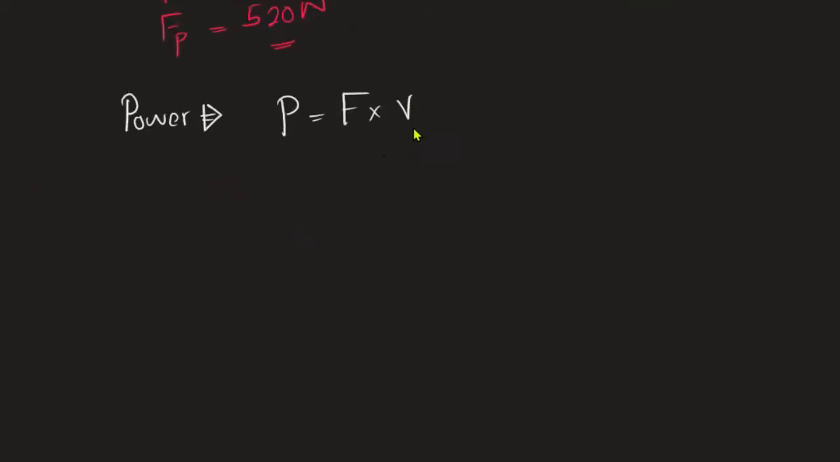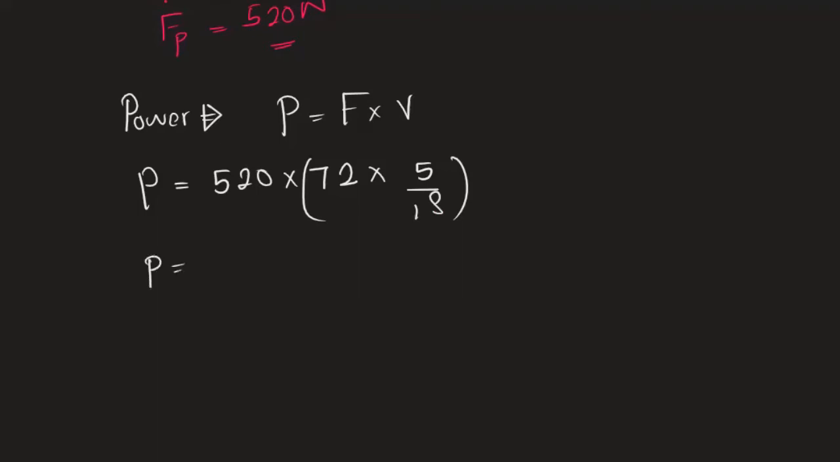We can't apply the velocity in kilometers per hour, so we will have to convert that. When finding the power, it's simply 520 into the velocity 72, which we need to convert into meter per second. How do we easily convert this? 5/18. So it's going to be 520 into 5 into 72, all divided by 18. If you do that, you're going to get 10,400 watts. This will be the power, guys.